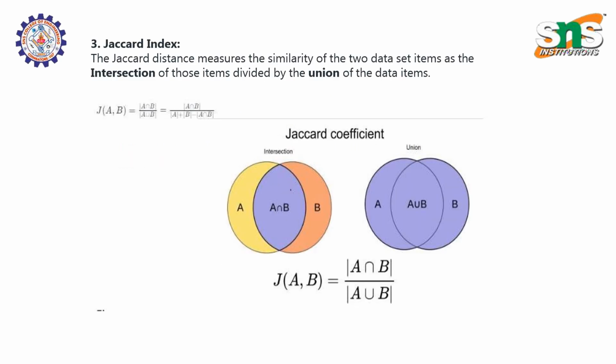Next is Jaccard index. The Jaccard distance measures the similarity of two data sets as the intersection of those items divided by the union of the data items. So J(A,B) equals A intersection B divided by A union B, which is equal to A intersection B divided by A plus B minus A intersection B. So the Jaccard coefficient is A intersection B divided by A union B.